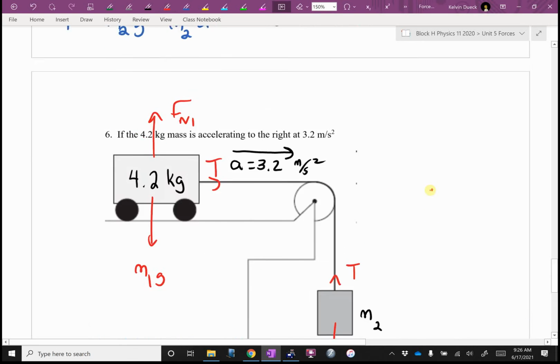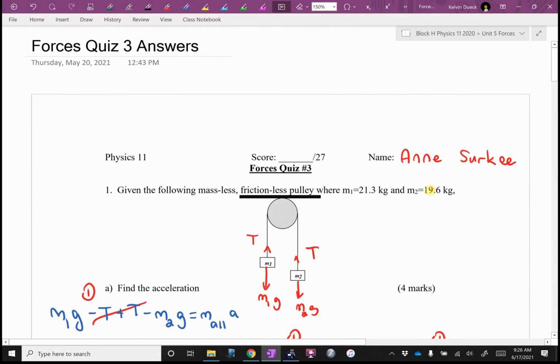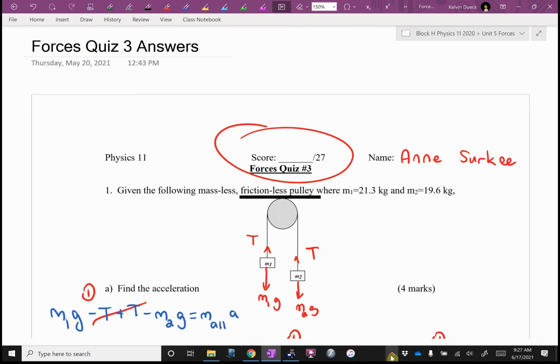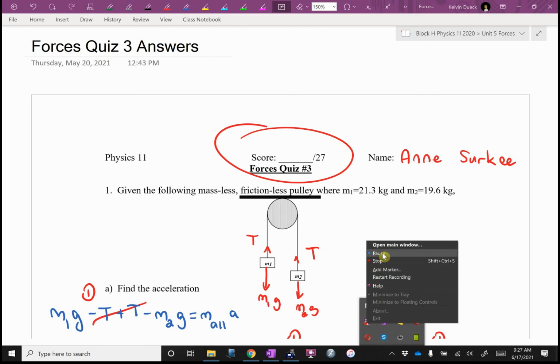Can you give yourself a lovely score on the top of this quiz out of 27? But I don't want you to hand this quiz in. Just hang on to it for a second. But anybody need to lawyer with me, now is the time.